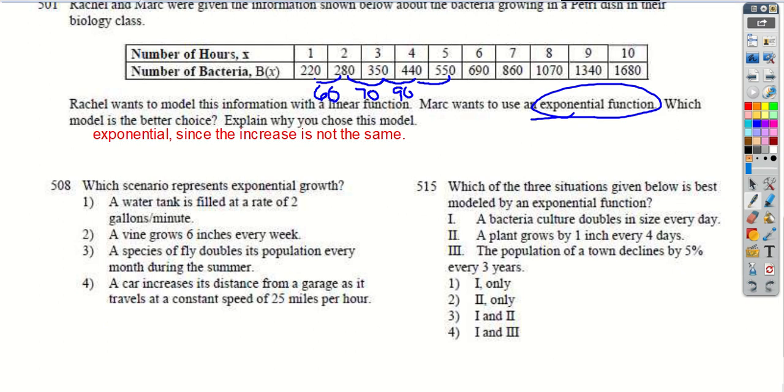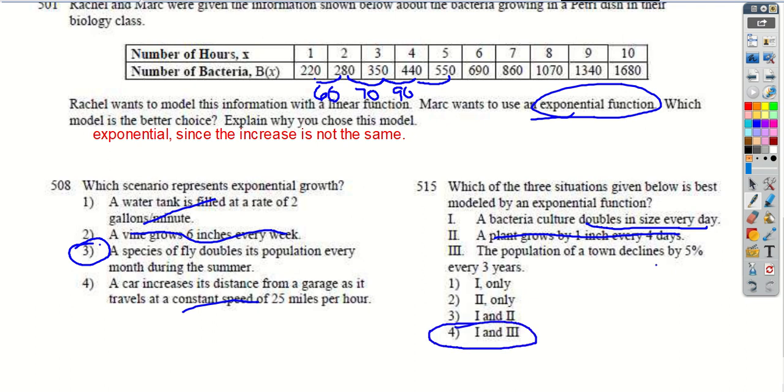Which scenario represents an exponential growth of 2? So 2 gallons per minute, this would be linear because it's the same no matter what. 6 inches per week is linear. Doubles its population, that's where we're multiplying, so this would be 1. And then distance from garage at a constant speed, that's linear. Okay, so it would be choice 3. Fast model exponential. Doubles, that's exponential. Okay, 1 inch every 4 days, that is not. Declines by 5% every 3 years. We're multiplying by 0.05, so this technically would. So we would want to choose 1 and 3.